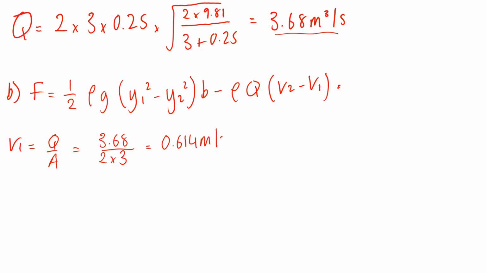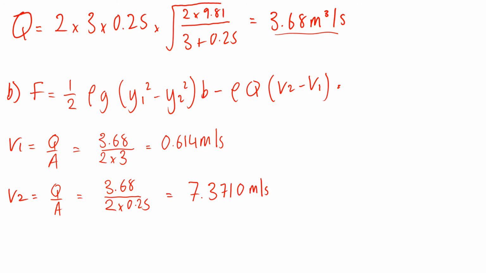0.614 meters per second. And then v2, again equal to Q over A, is equal to 3.68 divided by 2 times 0.25, and that gives you 7.3710. Just a second. So now you have everything to work out what the force is.